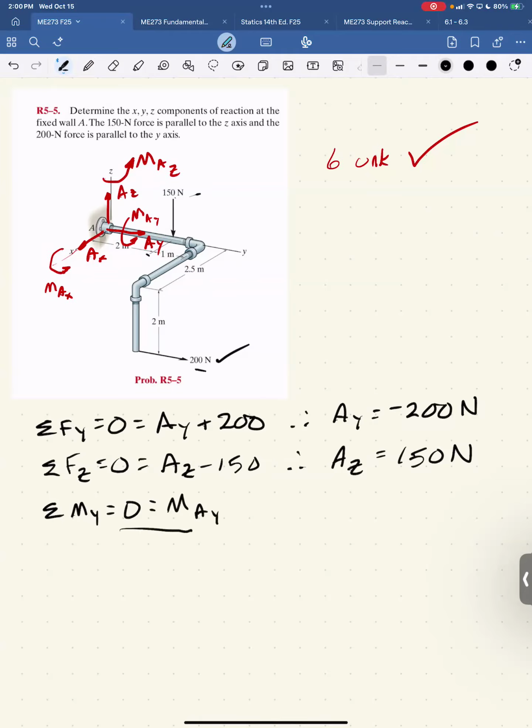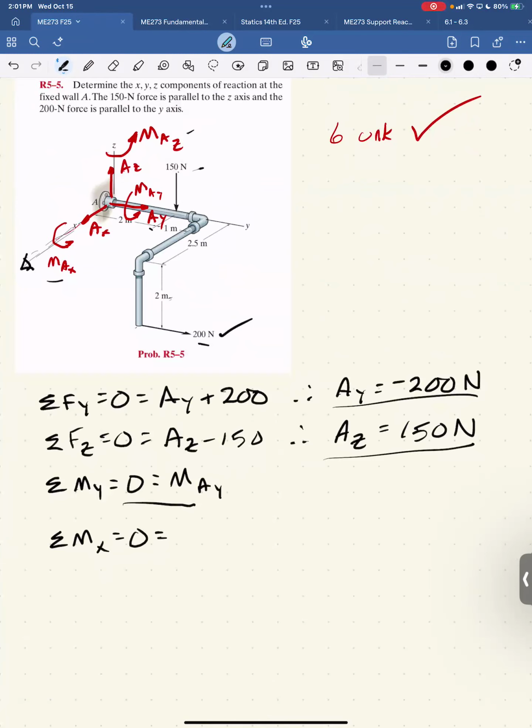But you need to know what direction it is. So that means you have to put your eye over here and look back along the x-axis. So I'm looking towards the origin, and that guy is underneath me. He wants to go counterclockwise, right? He wants to go this way, which is positive. So it's positive 200 times 2.